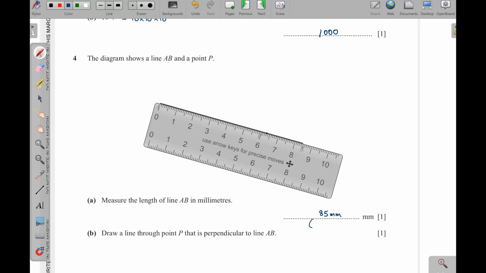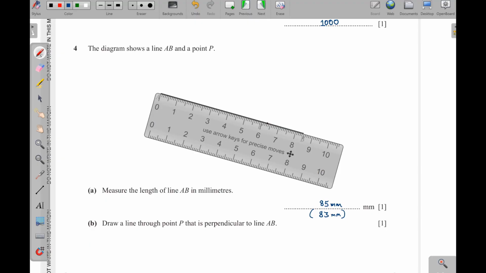But in the scheme, when you are doing this, you are going to get your answer as 83 millimeters. Because you all do the same paper with the same measurements and everything, you must get that answer as 83 millimeters. So go with what you measure. Then part B, draw a line through point P that is perpendicular to the line AB.